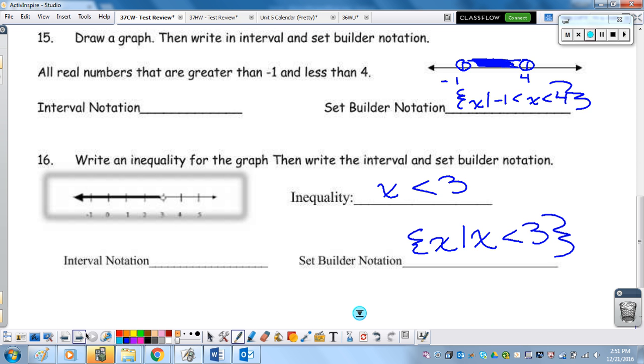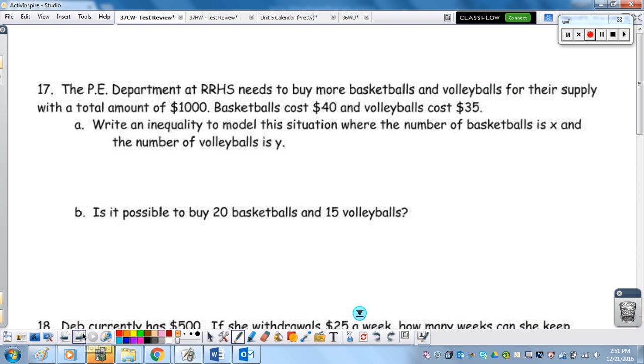Now let's see. Number 17. It says the PE department at our RHS needs to buy more basketballs and volleyballs for their supply. And you have $1,000. Now basketballs cost $40 and volleyballs cost $35. So you want to write an inequality to model that situation. So basketballs, we use X, and volleyballs, we use Y.